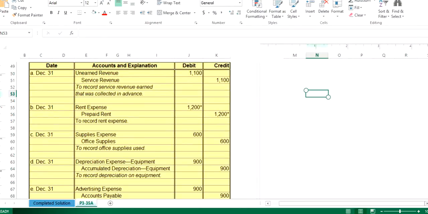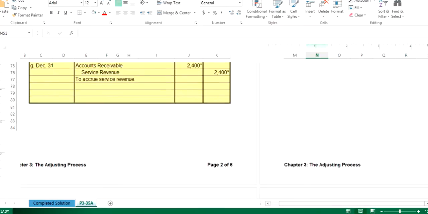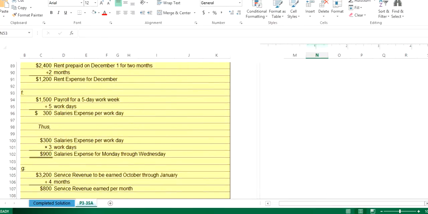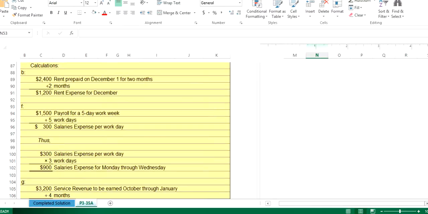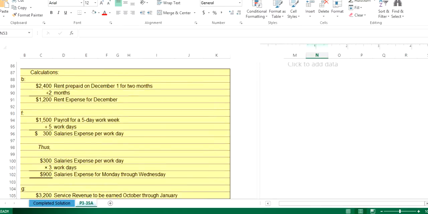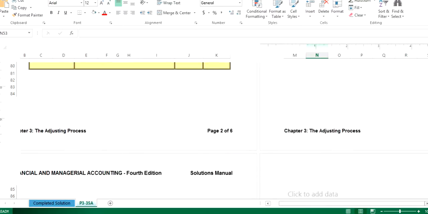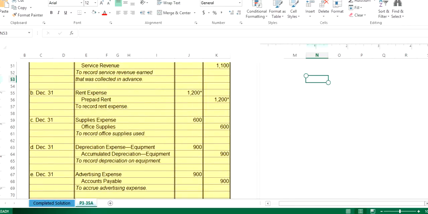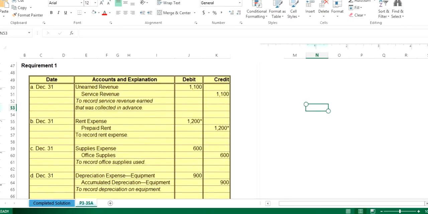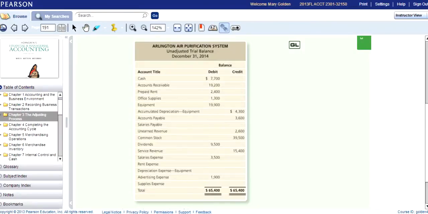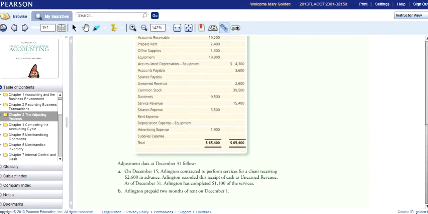So if we go back to our answer here, we have a debit to rent expense of $1,200 and a credit to prepaid rent of $1,200. And you can scroll down below your adjusting journal entries and it will show you the calculations. $2,400 divided by 2 equals $1,200 rent expense for December. Okay, let's go back to the question. I have to move over to page 192 now.